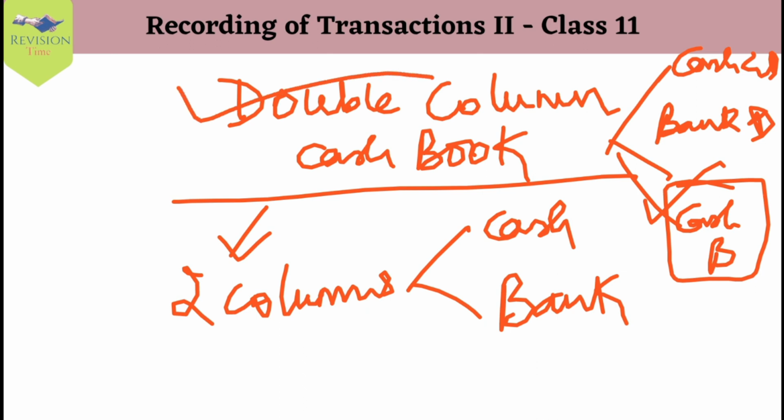In this book, there will be two columns for cash and bank transactions. To record cash and bank transactions, there will be separate cash and bank accounts. So it is known as double column cash book. Let us read out the meaning and understand more about it. We will also be looking into the format of double column cash book.